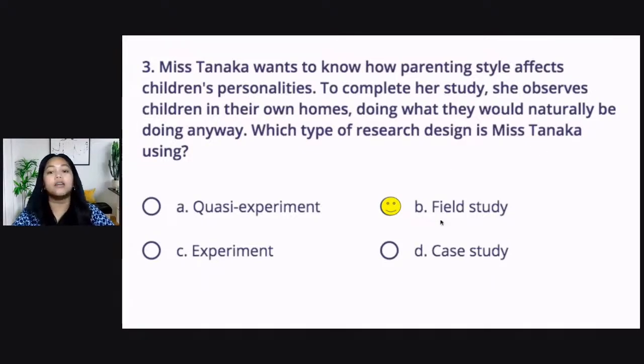Okay, so letter B po ang ating choice dito. Okay, so letter B, yung ating choice dito, field study, when you are observing your subjects in their natural setting. Okay, so letter B is the correct choice.